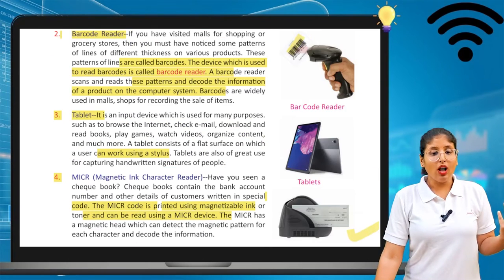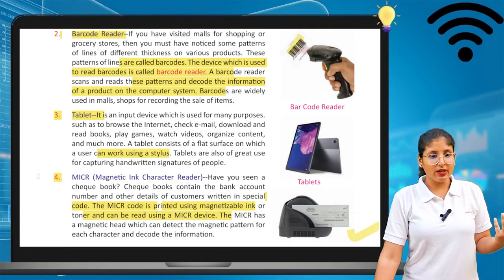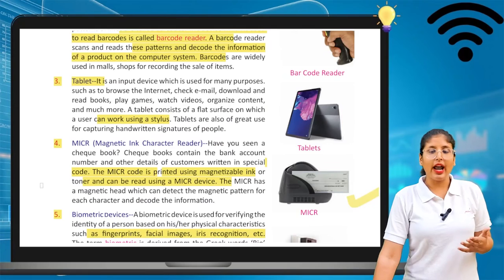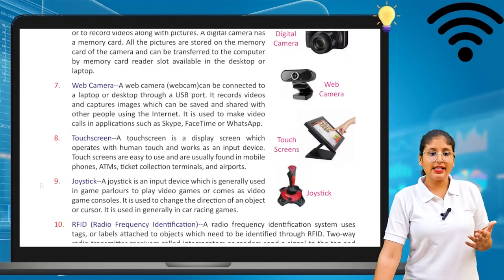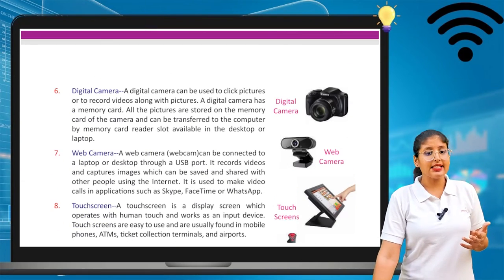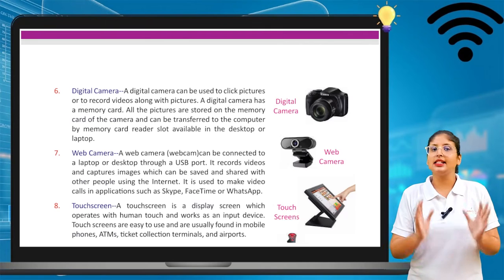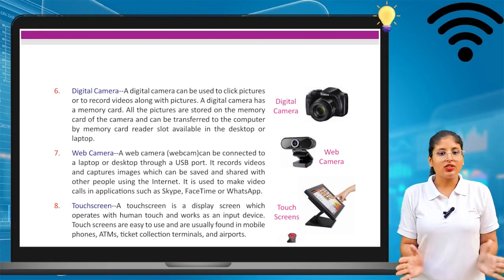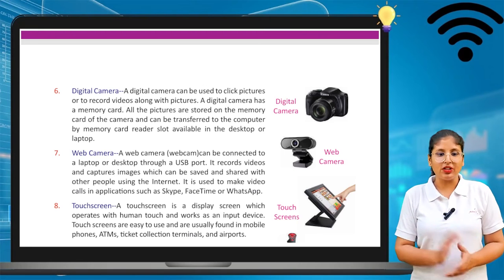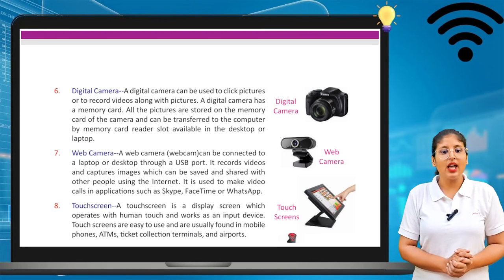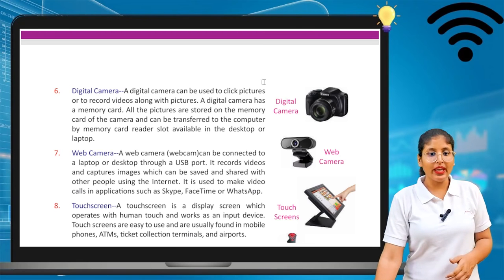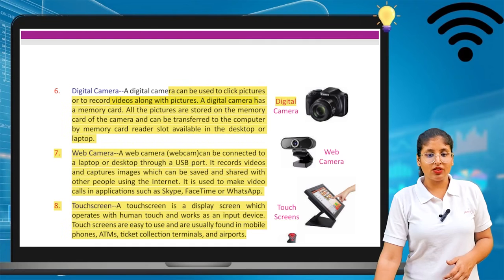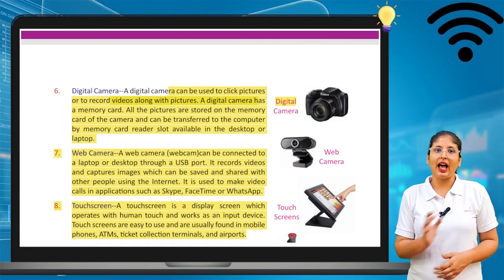So all these things, whether it is a barcode reader, a light pen, a tablet, MICR or a biometric device, these are input devices. The next input device, the sixth, is digital cameras. Nowadays digital cameras are very popular. A digital camera can be used to click pictures or to record videos along with pictures. So we can record sound as well as pictures with the help of digital cameras.